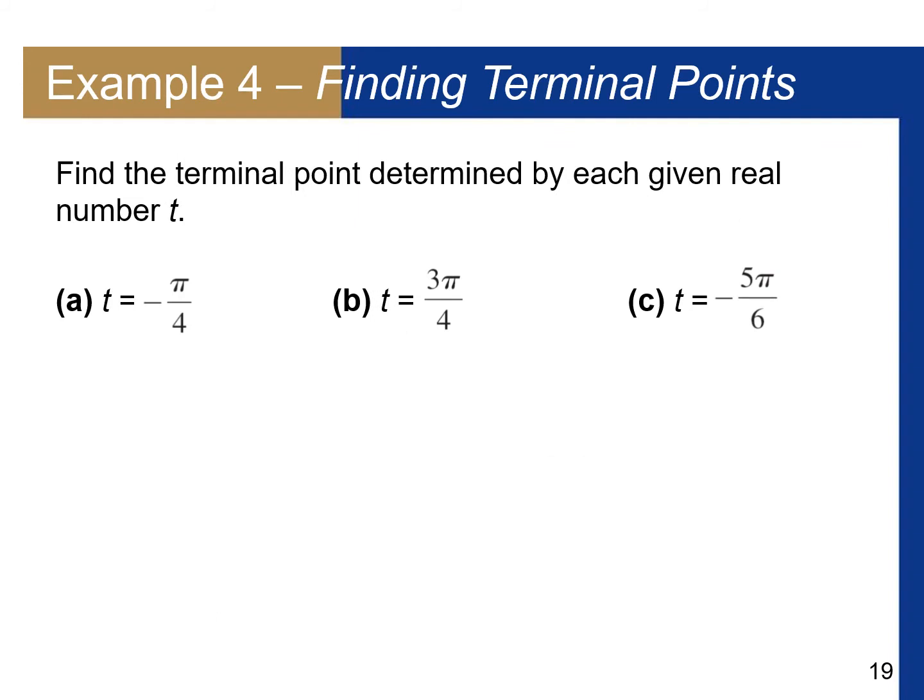Now we're finding the terminal point determined by each given number t. Here I have negative pi over 4, so I have to remember that I'm going to start at that (1, 0) point and go backwards pi over 4. Then I have 3 pi over 4 for my t in b, so I'm going in a counterclockwise direction. And in c, negative 5 pi over 6, I'm going in a clockwise direction.